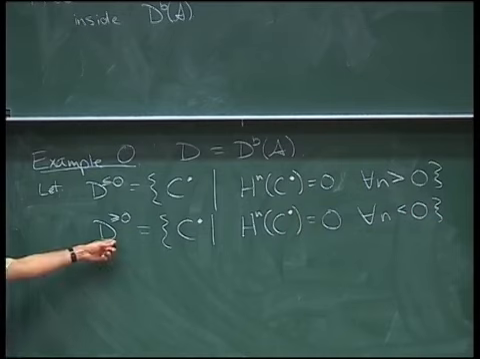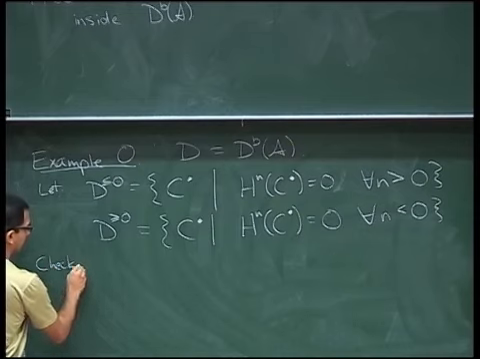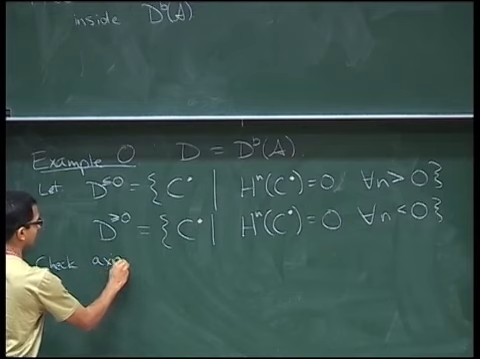This consists of chain complexes where the cohomology vanishes in negative degrees. And then one has to check these axioms. And, well, what's involved in that?